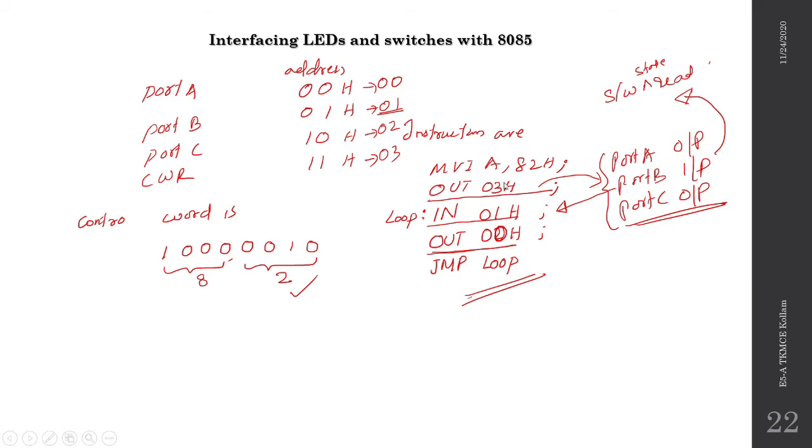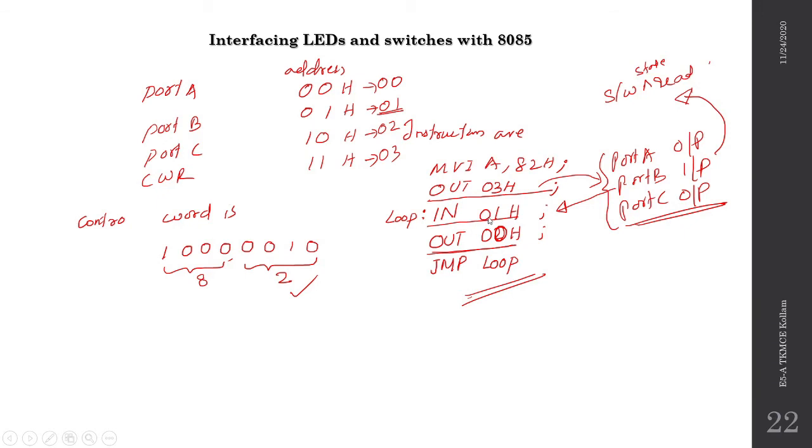After execution of this instruction, port A becomes output port, port B becomes input port and port C becomes output port. Then we need to read the status of the switches. Switch is connected in which port? Switch is connected in port B. So we need to read the status of port B. How to read the status of port B? We can use IN 01. Whenever this instruction is executed, the content of port address 01 is loaded into the accumulator.